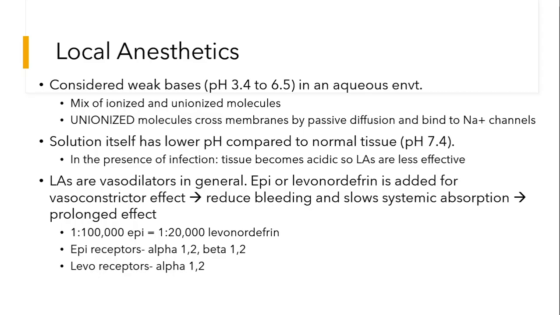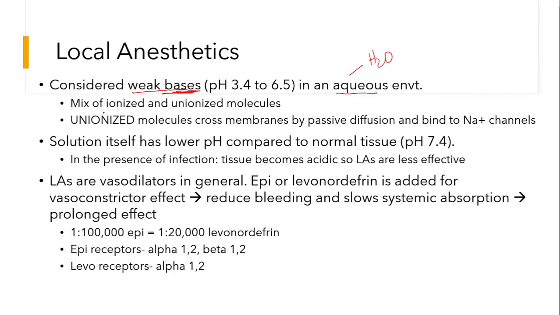Now, some basic things about local anesthetics. First, local anesthetics are considered weak bases. So they are more basic. However, they're weak bases. What does that mean? It means that the pH of local anesthetics is somewhere between 3.4 to 6.5. So local anesthetics are considered weak bases in an aqueous environment. So aqueous, we all know, would mean like water.